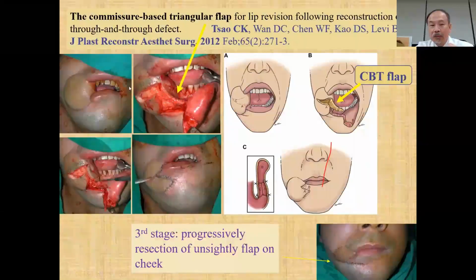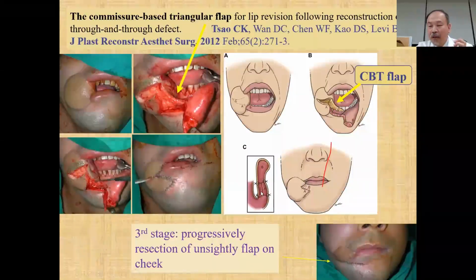And this is how we designed a commissure-based triangular flap on the previous flap area. Then we can turn this triangular flap into the oral lining, transpose it to here, invert it, and deepen the sulcus, combined with the lip advancement. This flap can support the inner part of the lip area. Additionally, a cheek triangular flap can advance and support the outer part.